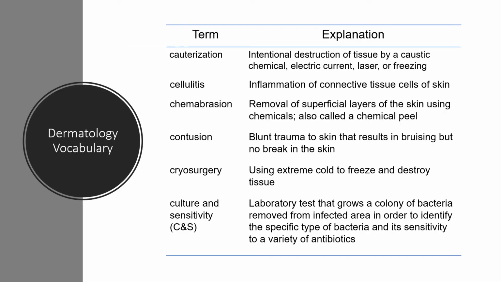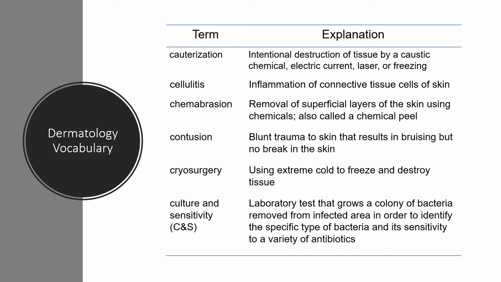Cauterization is the intentional destruction of tissue by caustic chemical, electrical current, laser, or freezing. Cellulitis is the inflammation of connective tissue cells of the skin. Chemoabrasion is the removal of superficial layers of the skin using chemicals. This is also called a chemical peel. A contusion would be a blunt trauma to the skin that results in bruising, but no break in the skin. Cryosurgery is using extreme cold to freeze and destroy tissue.